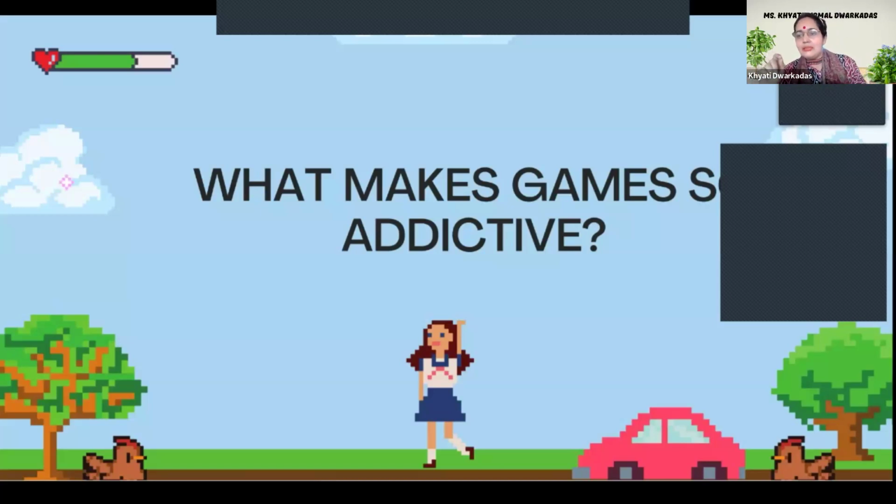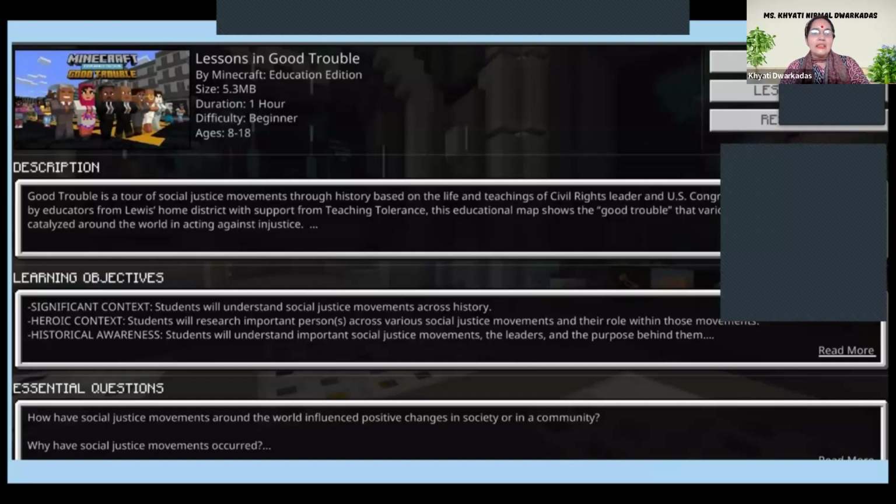I will give you examples from social science, from NEP, from other things also, just to give you a clue or a wide sample of how we can create small things into beautiful gamification lessons and use it as a tool in our classrooms. So I hope you understood the concept of making games addictive. Now, this is something I got at Minecraft.